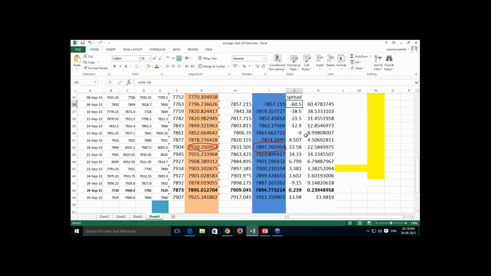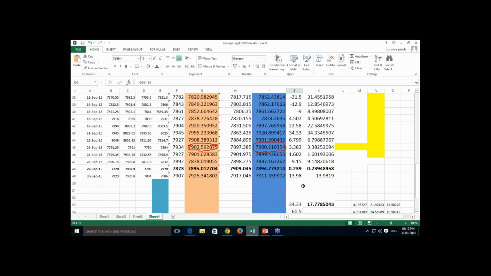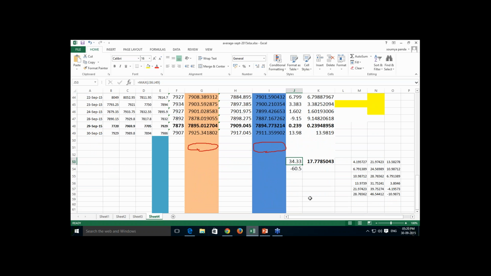So here, after finding out every day's spread, we have found out the maximum and the minimum. The maximum spread we have got in the Nifty future is 34.33. The minimum spread it has given us is 60.5. So now we have to simulate this price.